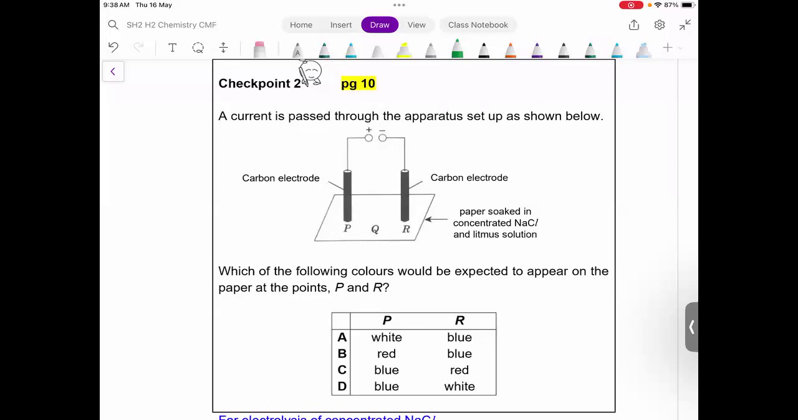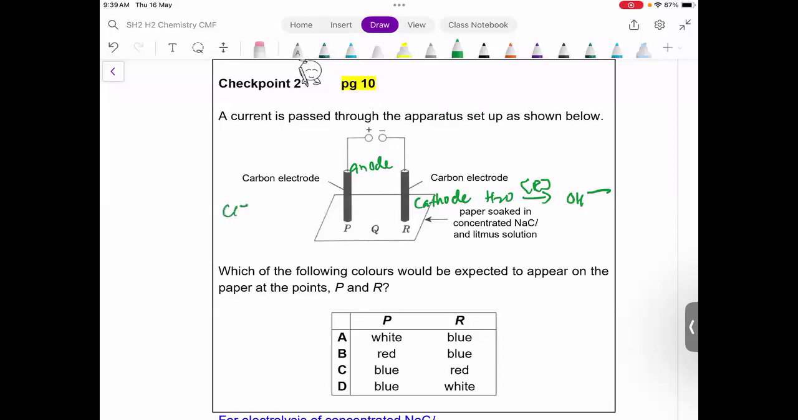Okay, so where is the cathode, where is the anode? P is the anode, while this is the cathode. Okay, so for the cathode, it is still water undergoing reduction, right? To form your OH minus. Right? Okay, for the anode, what is being oxidized?